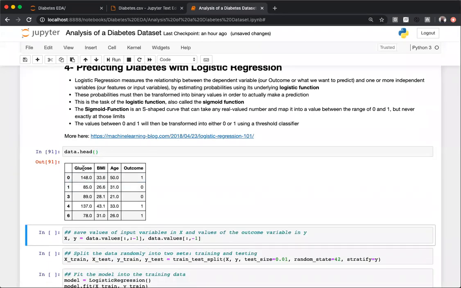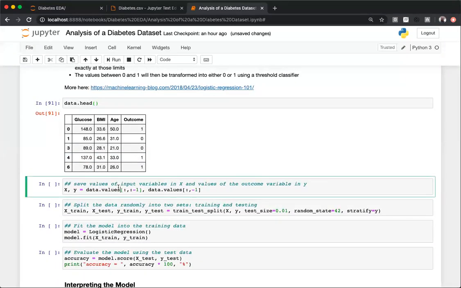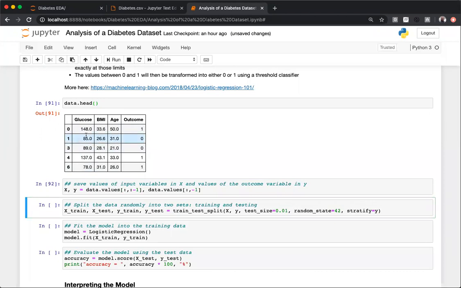So we're dealing with the glucose, BMI, and age, and our outcome is either 1 or 0. Let me split the data now so I can take these variables to be my input and this column to be my output. That's what I do here in this line. X is my data and Y is this column here.